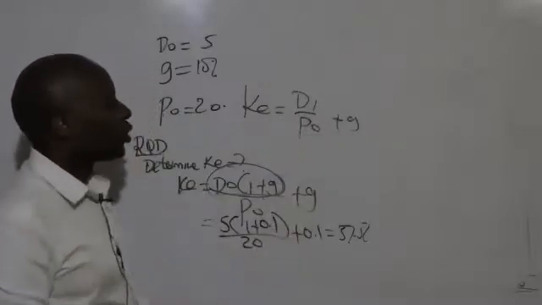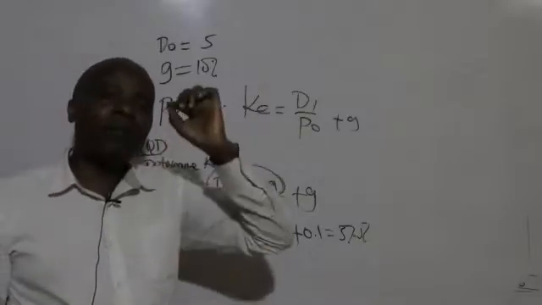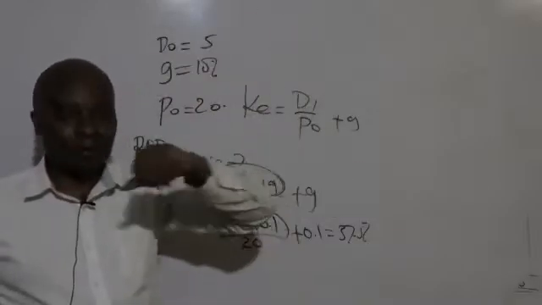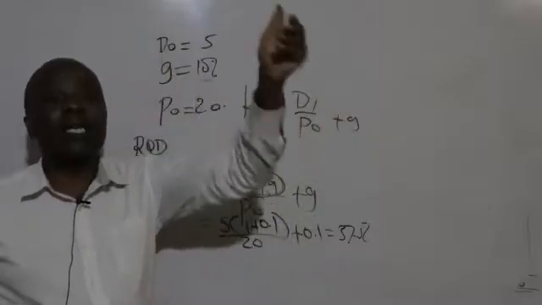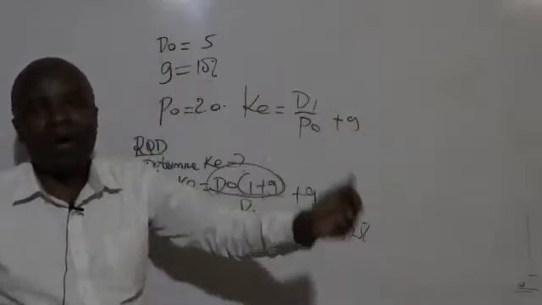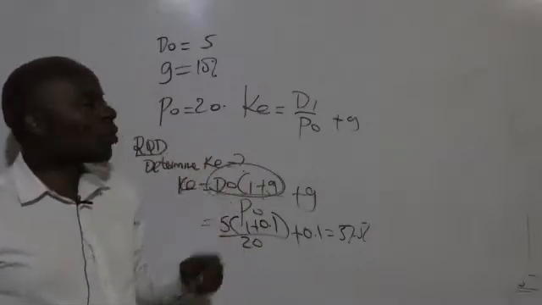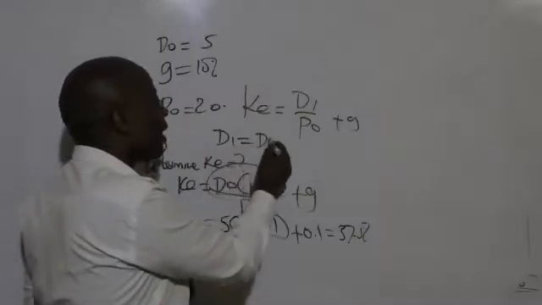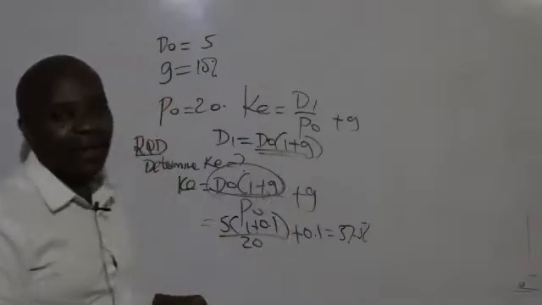So cost of equity will be equal to the dividend we are yet to receive, which will be received at the end of the year, the expected dividend, divided by our original investment. And it is this D1 that we normally get by taking D0 into 1 plus g, like that.